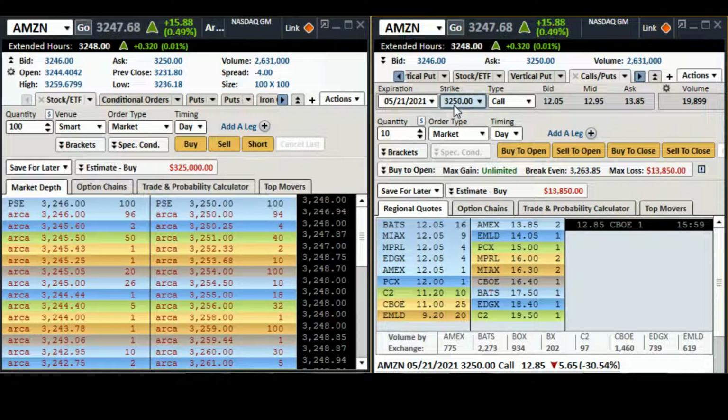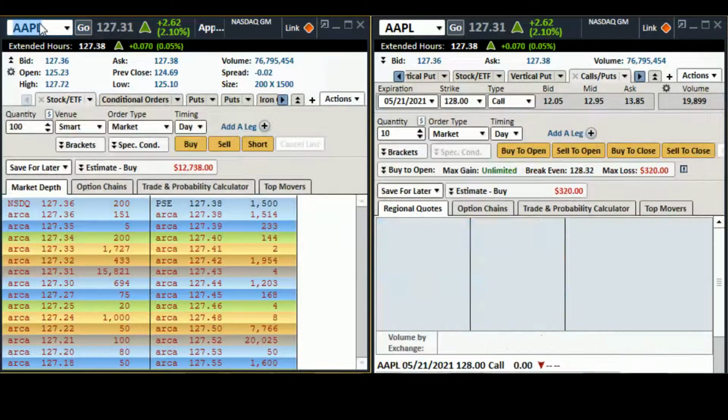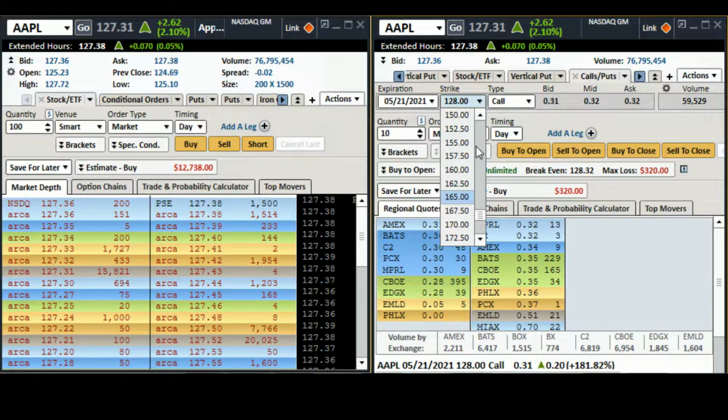So if a stock is at 100, for example, if I'm looking at Apple, notice in Apple here, the increments only go up by dollars, 127, 128, 129. So since the stock is at $127.38, it automatically comes up with the 128 calls. This is what I prefer.